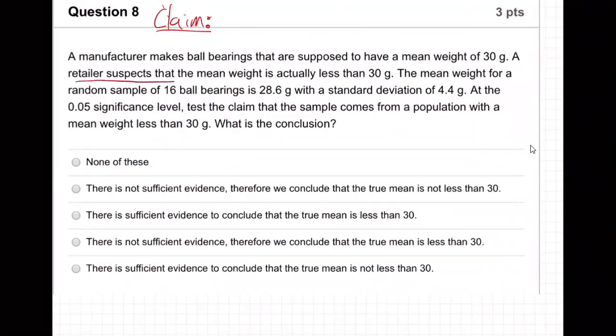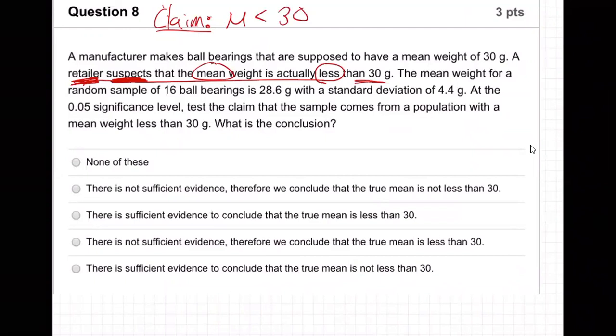See it right here? The mean weight is actually less than 30. That's what's being claimed. The mean is less than 30. That's what the retailer suspects. That's what he's claiming. That's why he did a study, because he's suspecting that the manufacturer is not really doing what he's supposed to do and make these ball bearings have a mean or average weight of 30. He suspects it's less. So mu less than 30.